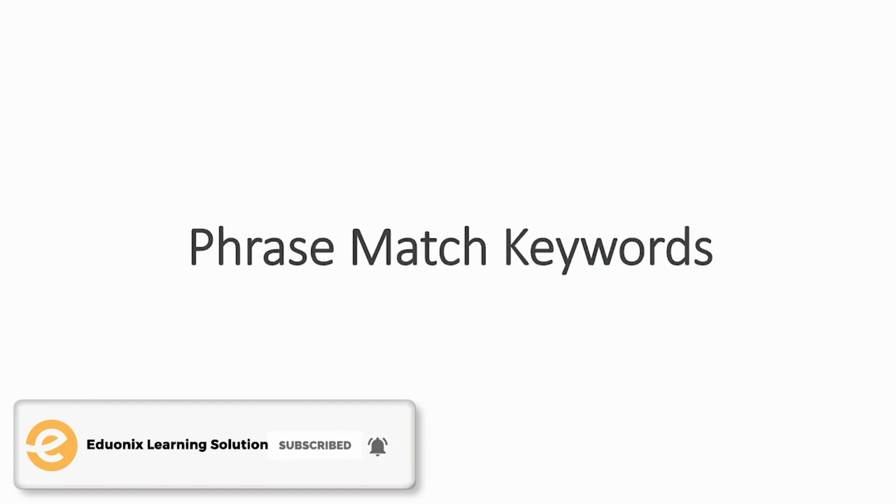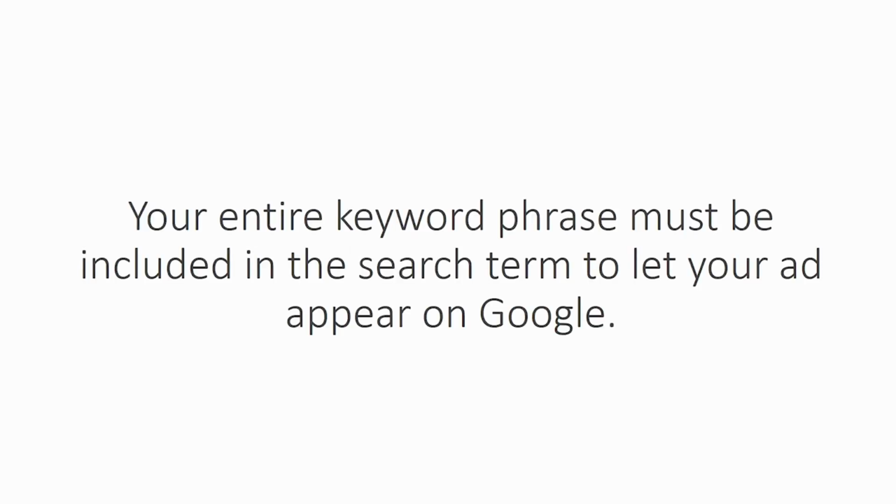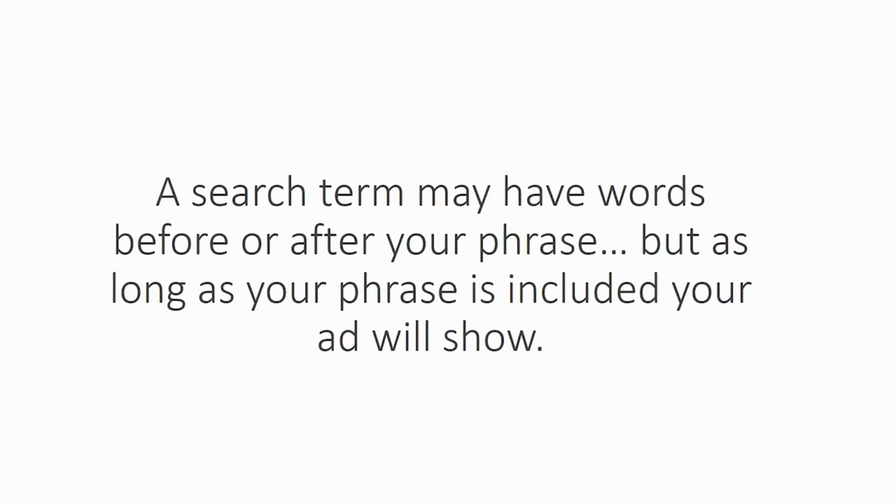Next, we have phrase match keywords. And these are a little more targeted. In the case of phrase match, your entire keyword phrase must be included in the search term to let your ad appear on Google. A search term may have words before or after your phrase, but as long as your phrase is included, your ad will show.